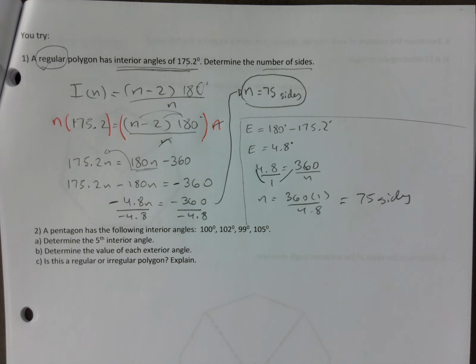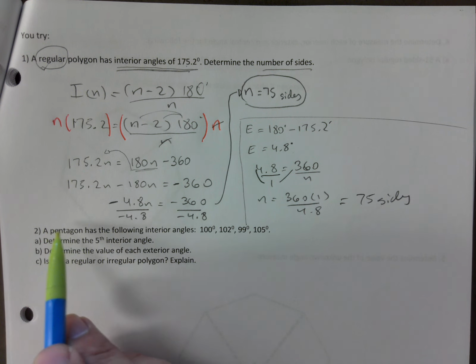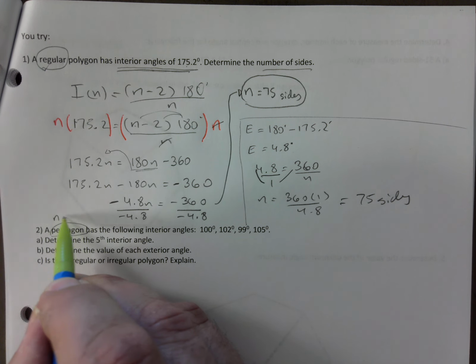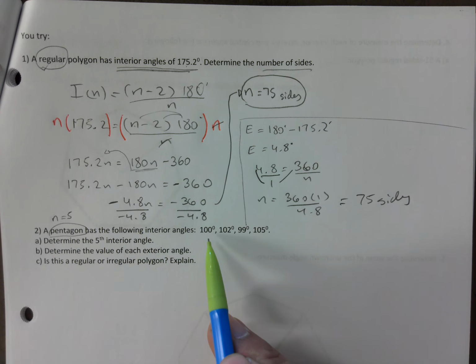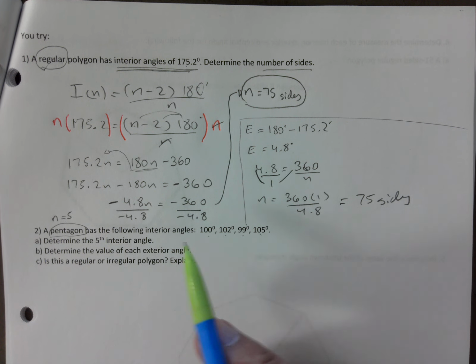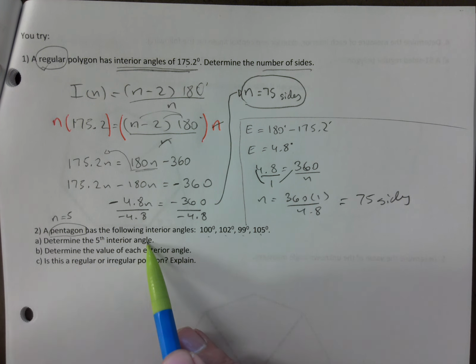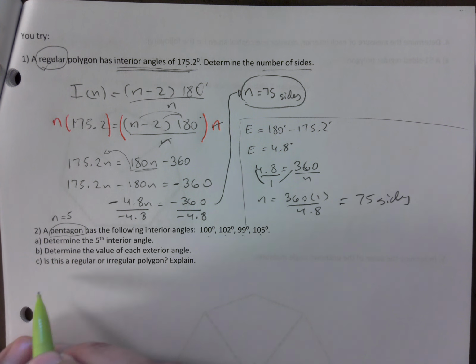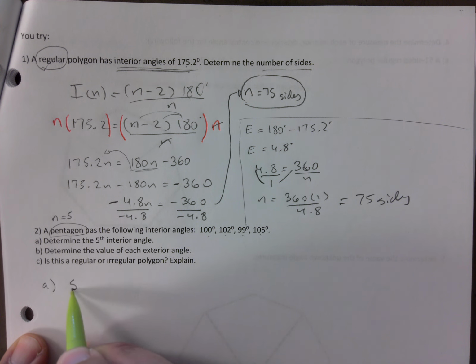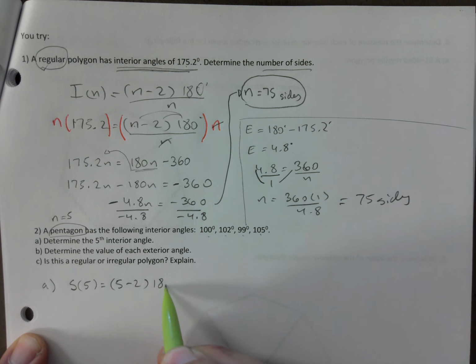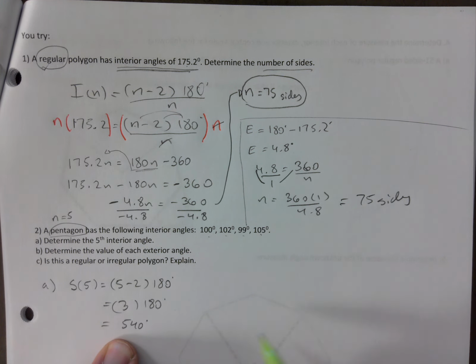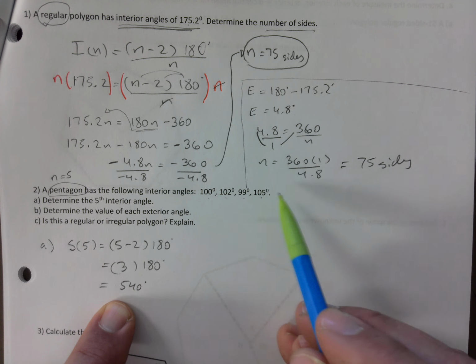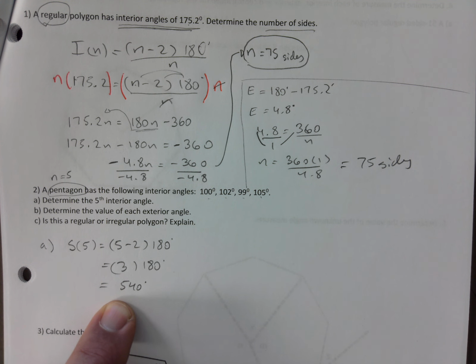A pentagon has the following interior angles. A pentagon, we know that n is equal to 5. Okay, that's the name. And so 4 angles are already given. Determine the fifth interior angle. For this one, folks, I'm going to use this formula. The sum of a 5-sided is 5 minus 2 times 180. That's 3 times 180, that's 540 degrees. So you know that in this pentagon, all 5 angles are going to add up to 540.